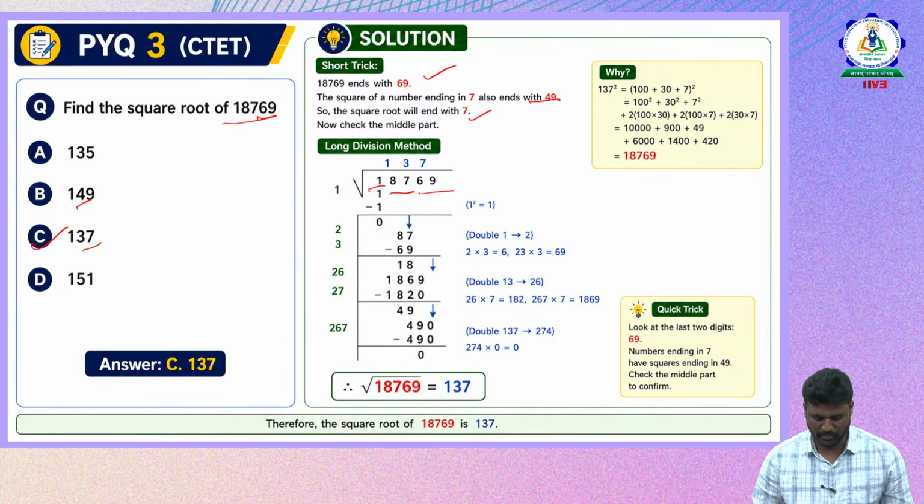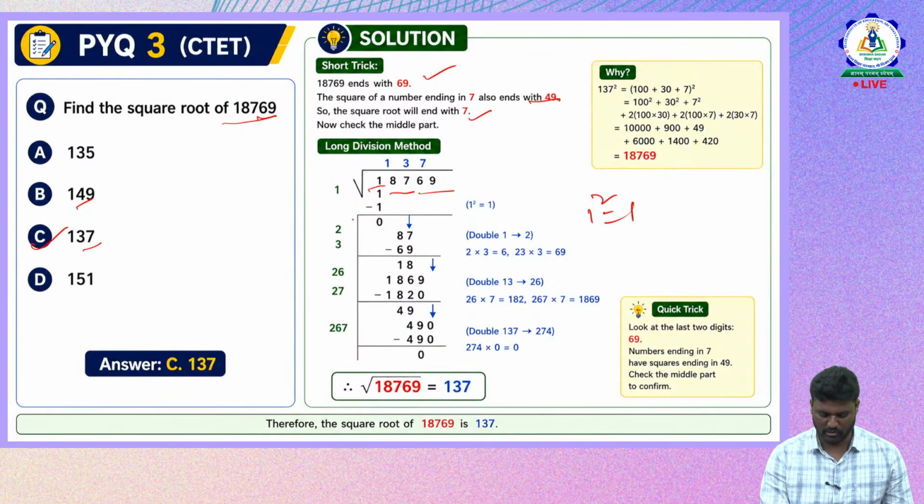Now what we have to do is find the largest number whose square is near to or equal to 1 and not more than 1. There is only one possibility: 1 squared is equal to 1. So we keep 1 here, and in the quotient we keep 1, and the remainder becomes 0. Now bring down the next pair, 87.